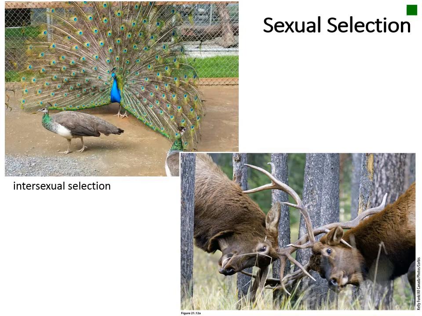In another form of sexual selection, members of one sex, usually the males, compete with one another for access to the other sex, usually the females. Antler size is often under sexual selection due to its use in fighting for a mate. This form of sexual selection is called intrasexual selection because it focuses on interactions between individuals of one sex.